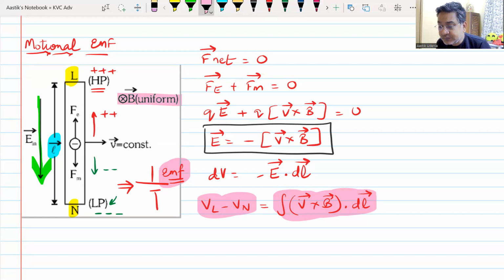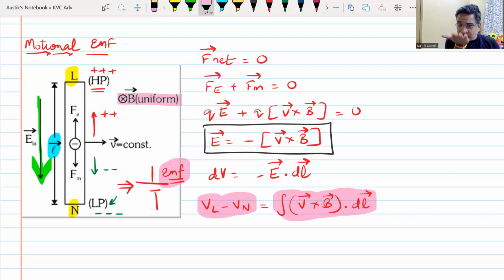This concept, where a rod or a conductor is moving inside a magnetic field and because of this motion an EMF is induced in this rod, is known as the concept of motional EMF. The EMF induced in this rod is known as motional EMF. And what is the value of this motional EMF? It is the integral of V cross B dot dl, from the lower point to the higher point.